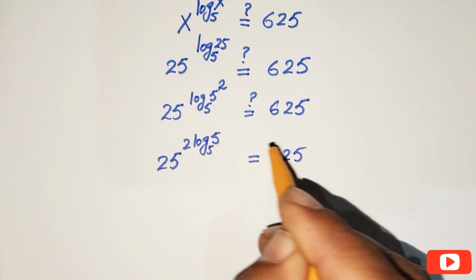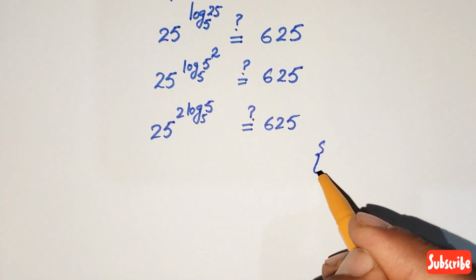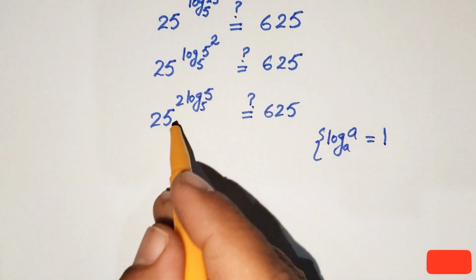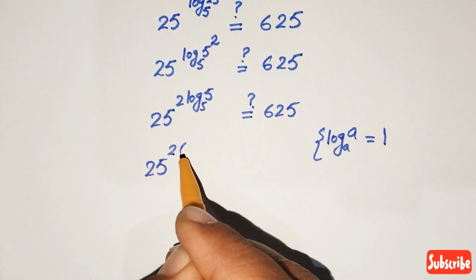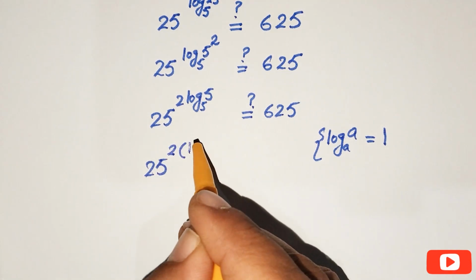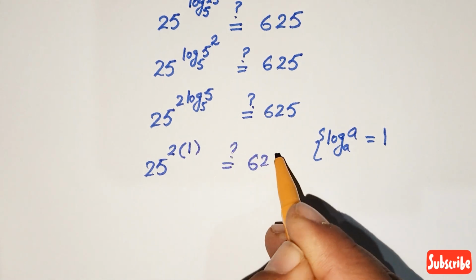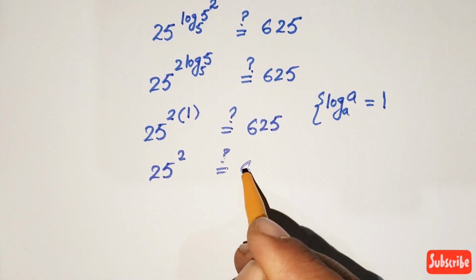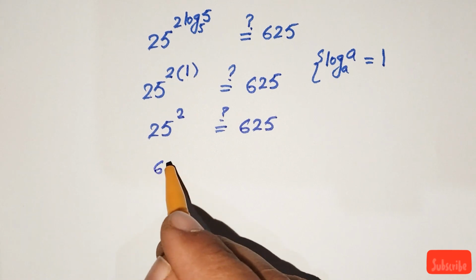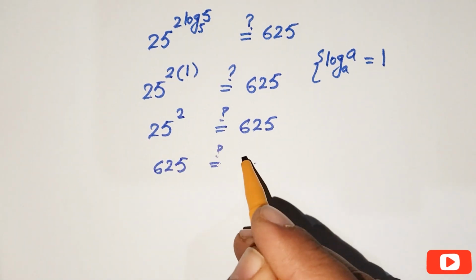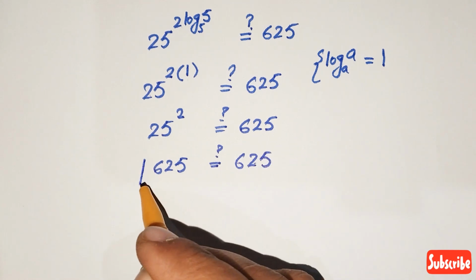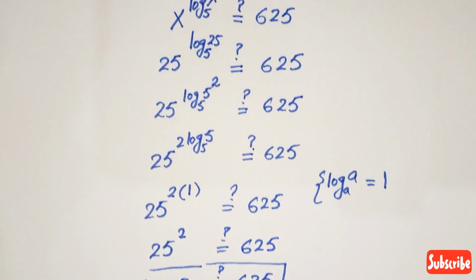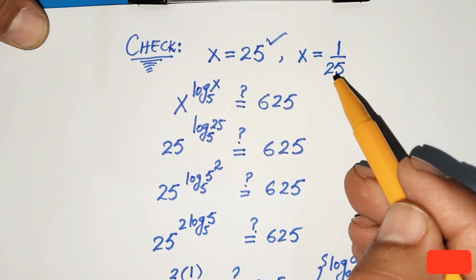So now we see that by the logarithm rule, if we have log a with base a, then it will be equal to 1. Using this, we get 25 square times log 5 with base 5 equal to 1, so it will be equal to 625. So now we see that 25 square is equal to 625, the left hand side is equal to the right hand side, hence our value is true, which is x is equal to 25.